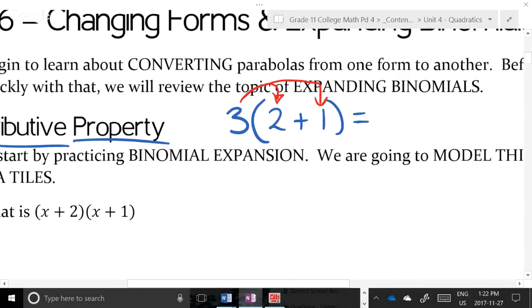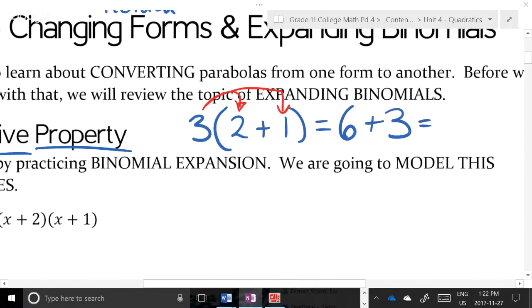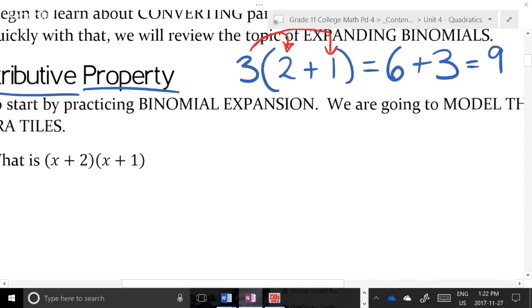So we could say 3 times 2 is 6, and 3 times 1 is 3, and the sign between them is addition. So this equals 6 plus 3, which is 9. Is that the same answer as if we just do the brackets and then multiply? Yeah. Now, obviously, we're not going to use this to solve a question like that. We don't need to. We can just plug it into our calculator. But we're going to use that same principle here.